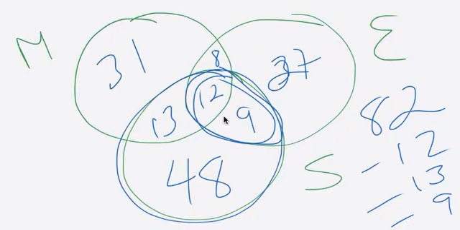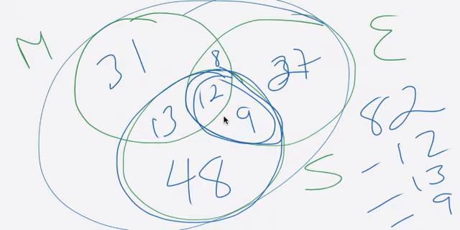How many students are there in total? You're going to add all this up. Okay, so go ahead. 31 plus 13 plus 12 plus 8 plus 9 plus 27 plus 48. What's the probability of a random student taking math and science?